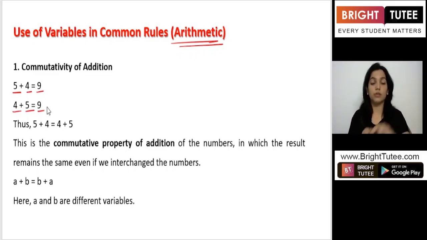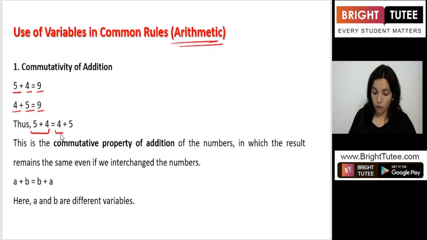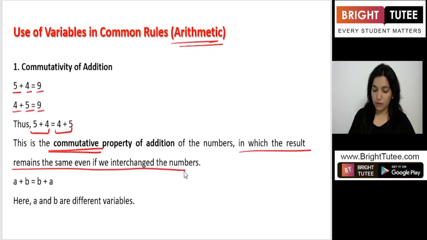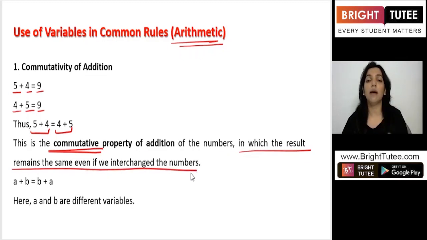So what do we notice? We notice the commutative property: if you change the order of the numbers, the result will still be the same. Thus we can say that 5 plus 4 or 4 plus 5 is basically the same thing. This is the commutative property of addition of numbers. Please make sure that you remember the spelling of commutativity, or the commutative property of addition, in which we get the same result even if we interchange the numbers.